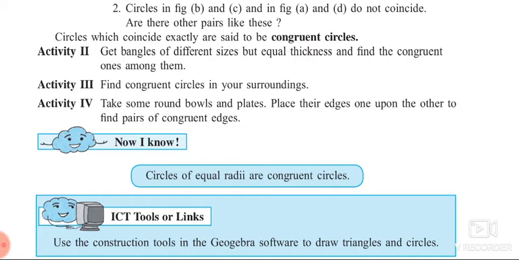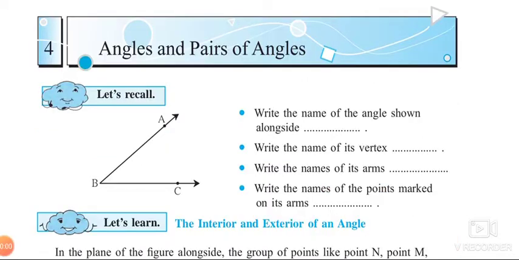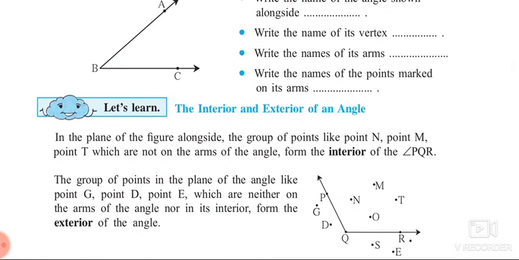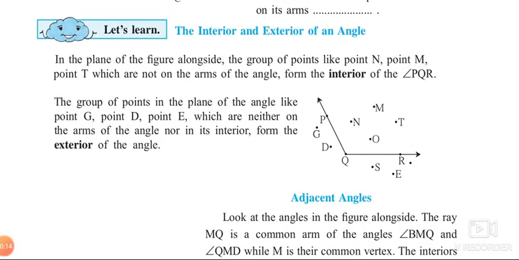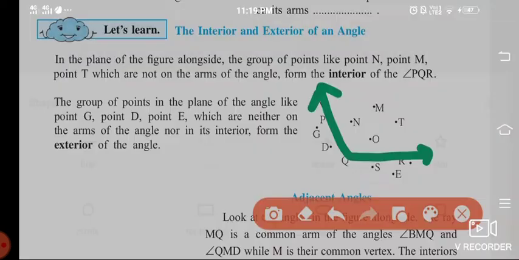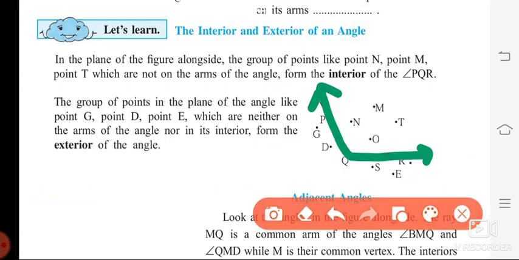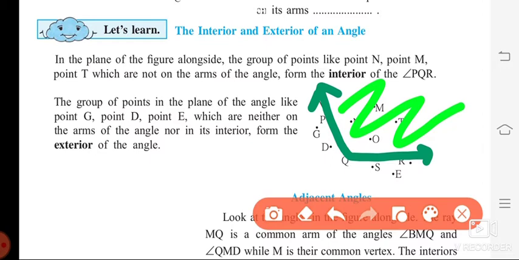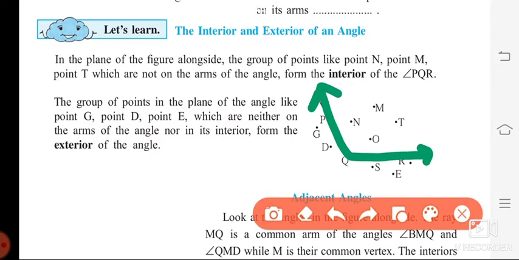Now let's revise the second lesson of geometry, that is angles and pairs of angles. So we will revise the objective type of questions from this lesson. The first part we had studied in this lesson was the interior and exterior of an angle. So here we have an angle PQR. In this angle PQR, the part I color now is called the interior. Which points are lying in that? Yes, points M, N, O, T lie in the interior of the angle.